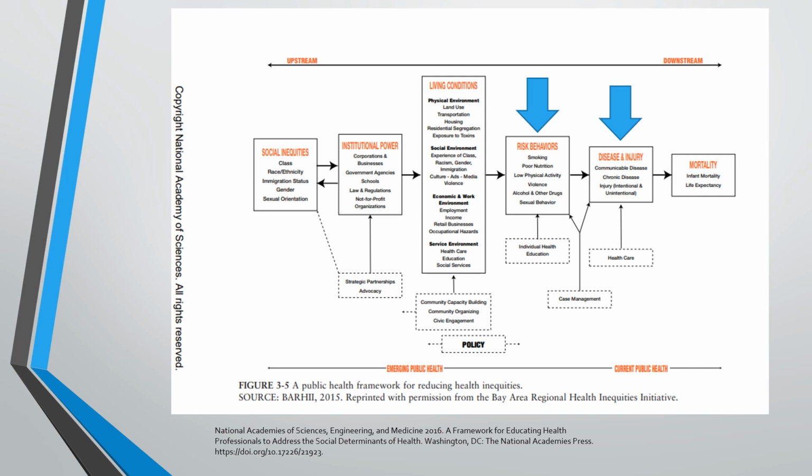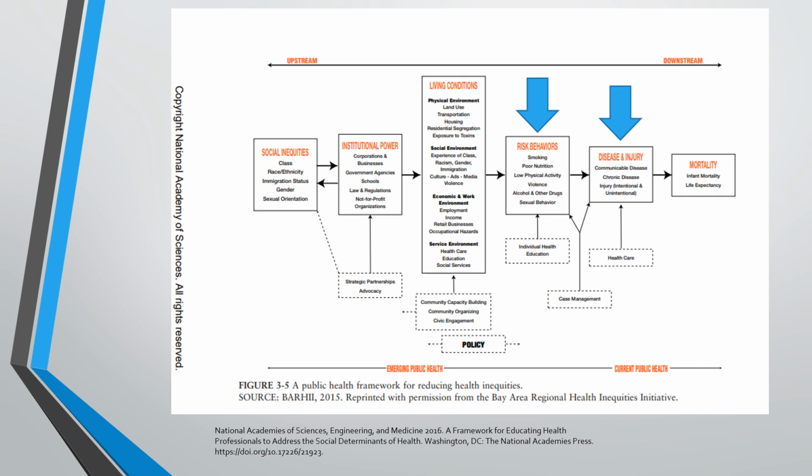Going back even further, looking at the agencies and the government and the associations that make these policies and create these living conditions or environmental or working conditions that impact behaviors that then impact disease and injury. And then if we go further back again, we think about some of the social inequities. The emerging area of public health is focusing on those upstream effects. We seem to find ourselves more in those downstream effects.